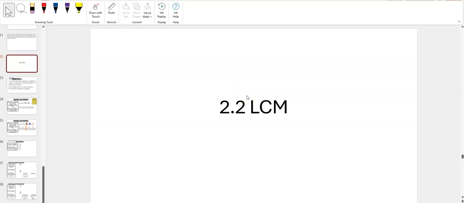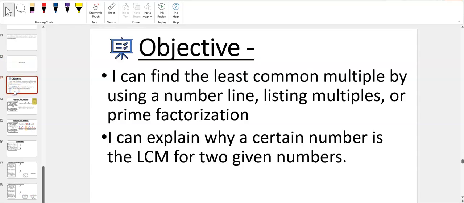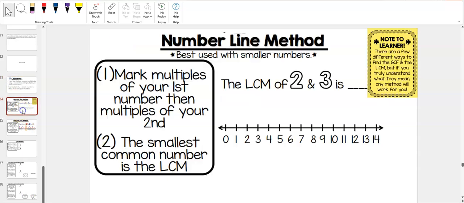Hey there, we're back with lesson 2.2. Now we're going to focus on least common multiple. So we're going to be able to find the least common multiple in various ways. And we should explain why a certain number is the least common multiple for two given numbers.